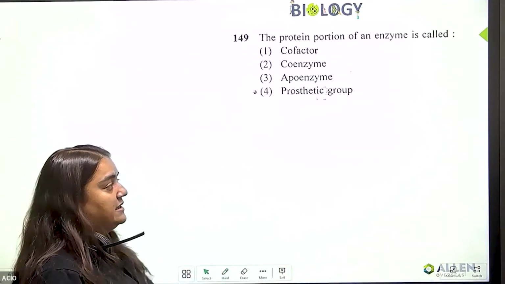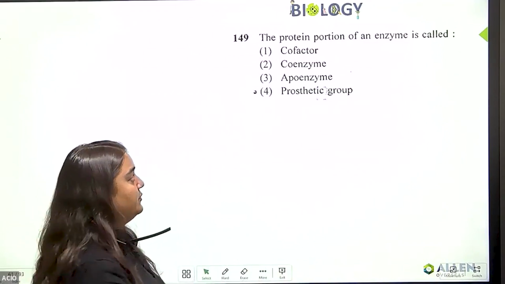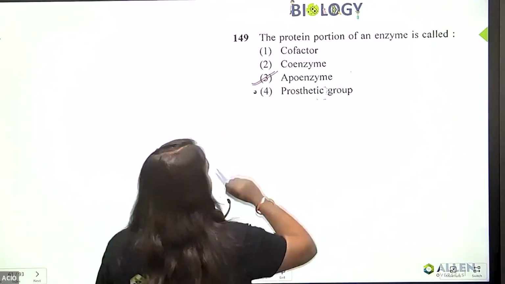The protein portion of the enzyme is called what? An enzyme contains a protein as well as a non-protein part. So the protein part is called what? Apoenzyme.